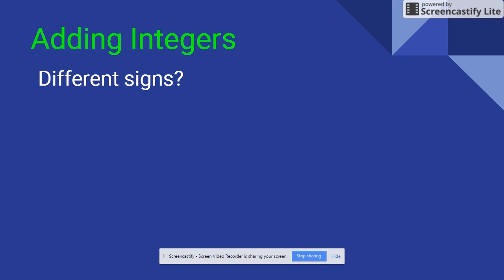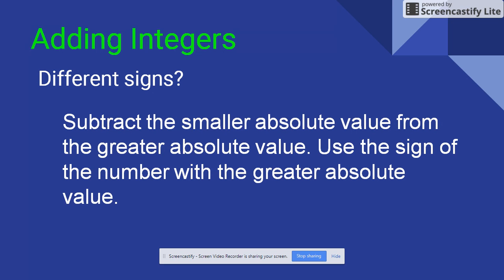If the signs are different, then you have to subtract the smaller absolute value from the greater absolute value. The order doesn't matter. Just subtract the smaller value from the greater value and use the sign of the number with the greater absolute value.